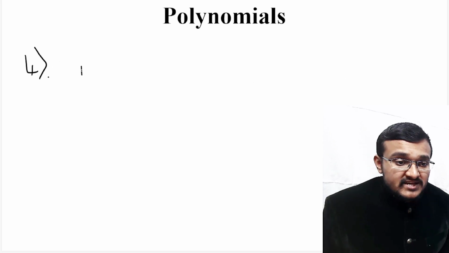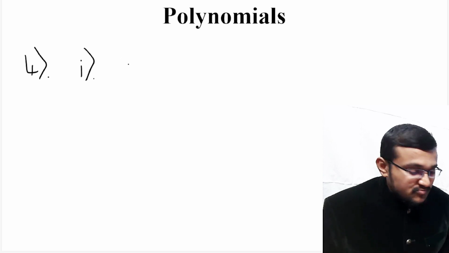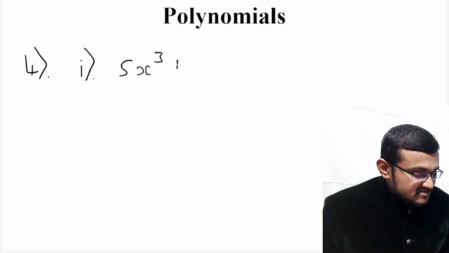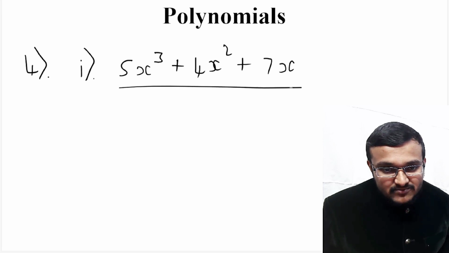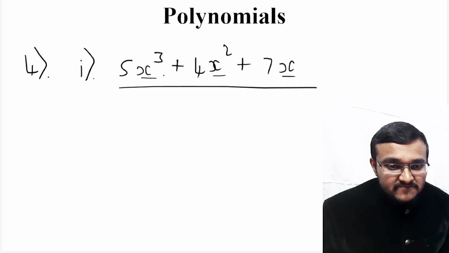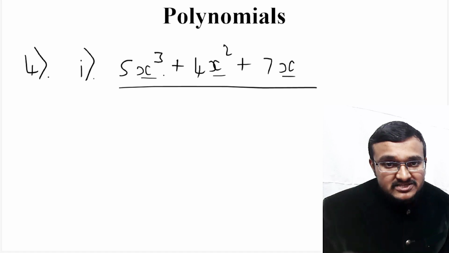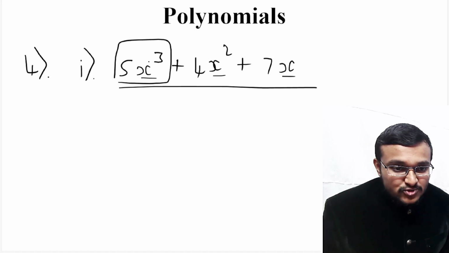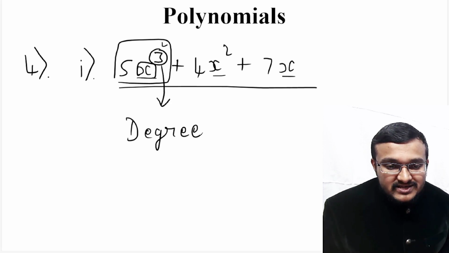Coming to the fourth question, here you have to identify the degree of the polynomials which are given in this particular fourth question. The first polynomial is 5x cube plus 4x square plus 7x. In this polynomial, x is the variable. In which term does x have the highest power? In the term 5x cube, x has the highest power, that is 3. So this 3 will be the degree of this polynomial. So the degree of this polynomial is equal to 3.